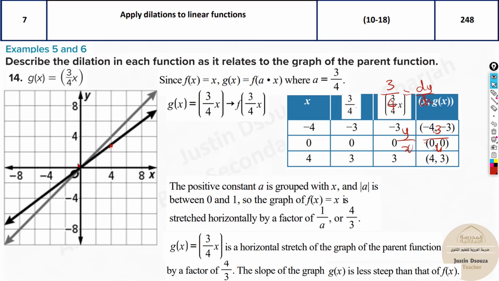Because 3 by 4, so this will be the point. Only one correct graph will have this point. No other graph can have this. Okay, that's how we do it.